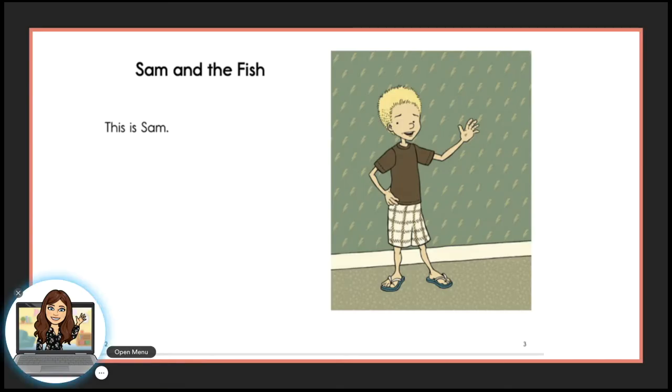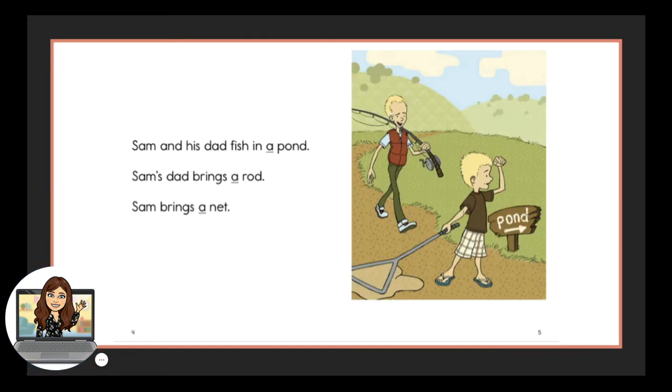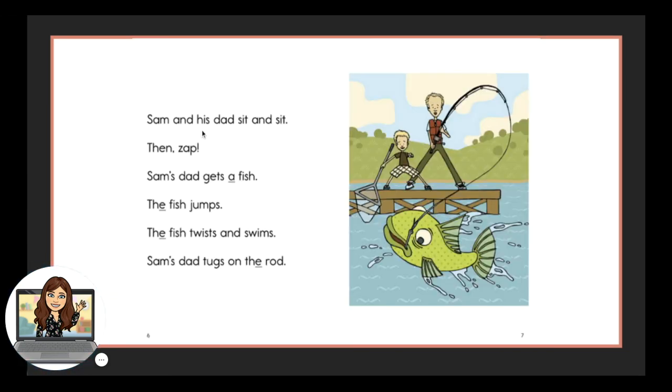Okay, friends, now I am going to read the story the first time, and you are going to follow along with my pointer, tracking the print and making note of the period at the end of the sentence. This is Sam. Sam and his dad fish in a pond. Sam's dad brings a rod. Sam brings a net. Sam and his dad sit and sit. Then zap!